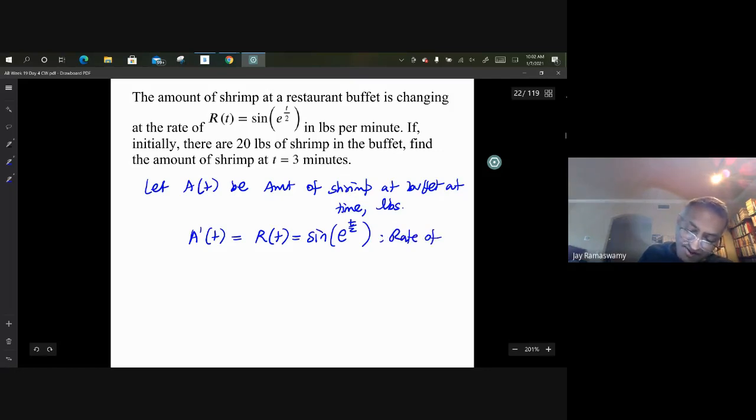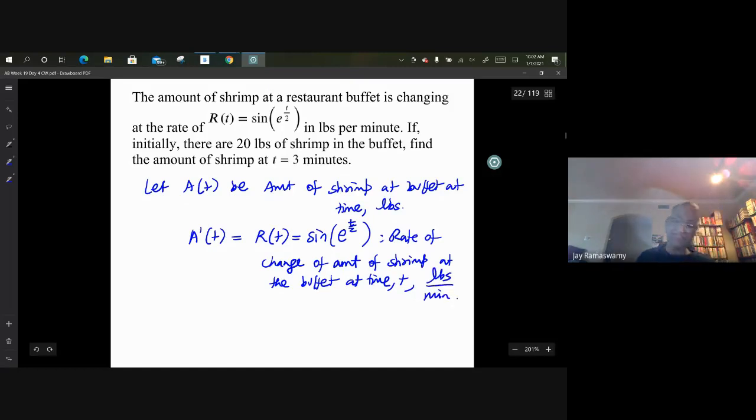See if this comes back. It's there on today's homework. So I'm tying up a concept from the first semester. A'(t) is the rate of change of the amount of shrimp, and that's measured in pounds per minute. Okay. Now read on with me.